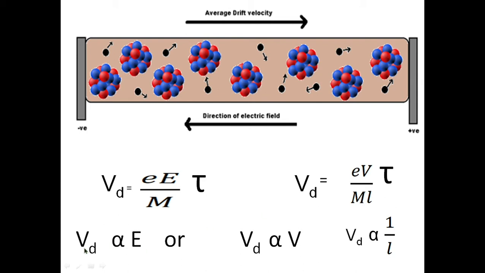I have summarized it here. Vd is directly proportional to E. It means increasing E increases Vd, or decreasing E decreases Vd. This type of relationship is known as directly proportional. Here, increasing the value of L decreases Vd, or decreasing L increases Vd. This type of relation is called an inversely proportional relation.